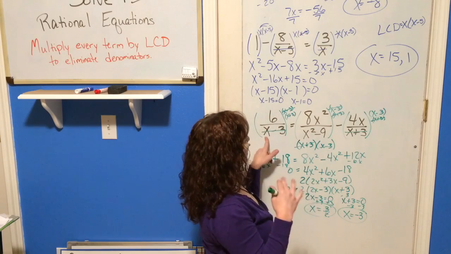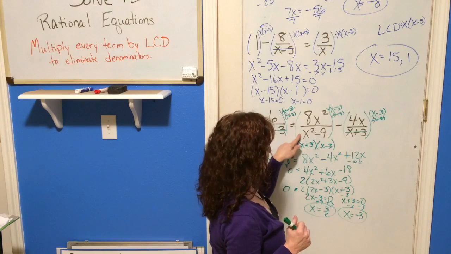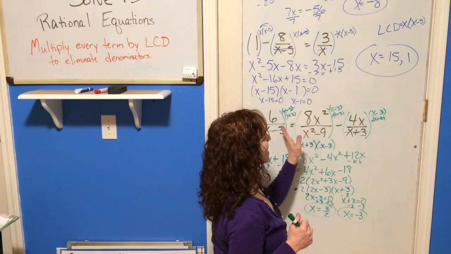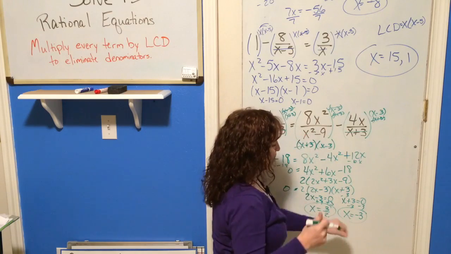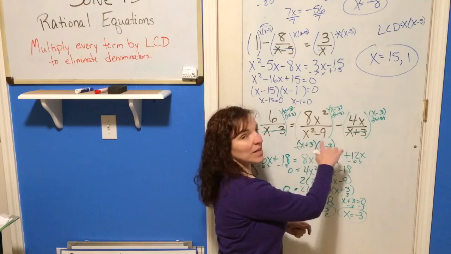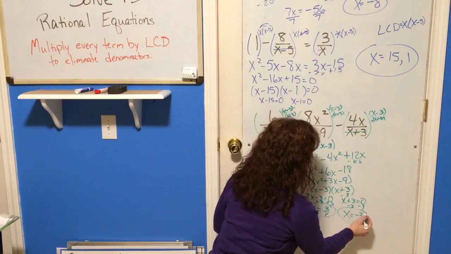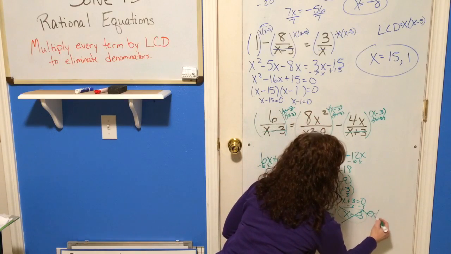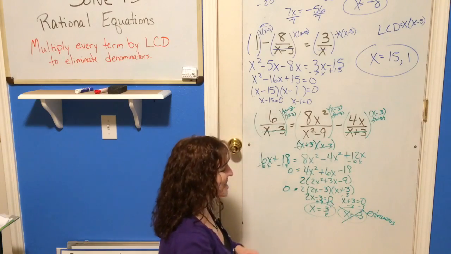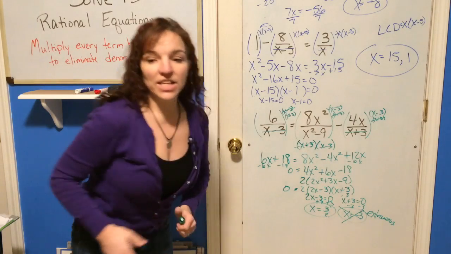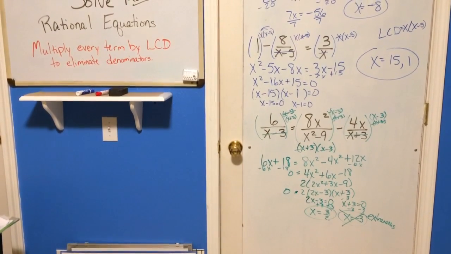Negative 3 minus 3 is negative 6. No problem. Negative 3 squared. 3 times 3 is 9. 9 minus 9 gives us 0 in this denominator. I don't even have to check that one because negative 3 makes this denominator equal to 0, which means this is an undefined fraction. So this is an extraneous solution. So negative 3 is not one of your solutions. 3 halves is the only possible solution for that equation. All right.